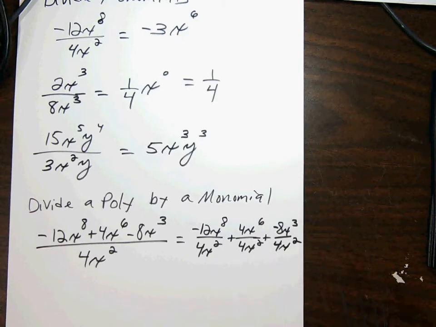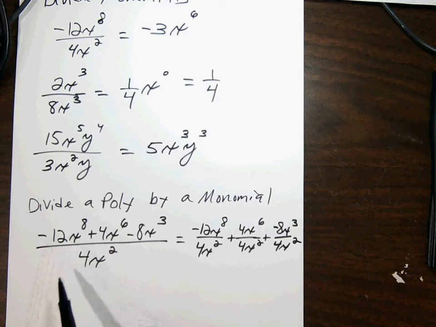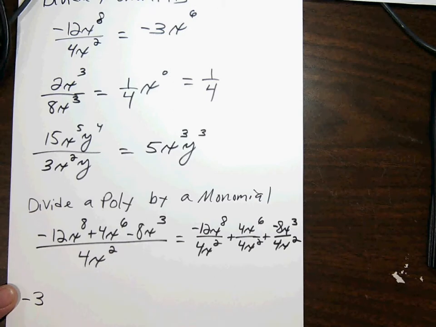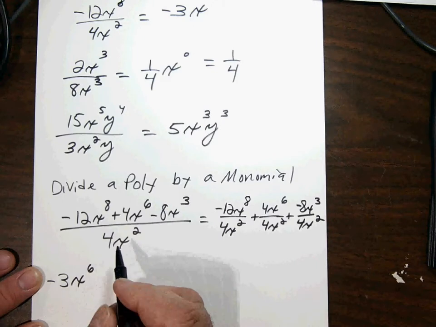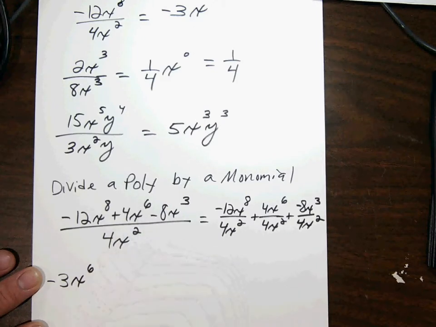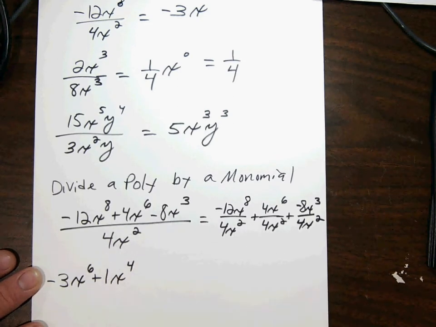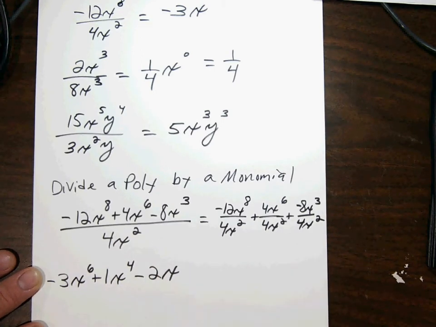So think of them as 3 little problems, or I just like to work right here. Divide these two, divide these two, divide these two. So negative 12 divided by positive 4, that's negative 3. X to the 8th divided by x squared gives me x to the 6th. Here, 4 divided by 4 is 1, and when there's a coefficient of 1, you're free to write it. You don't have to write it, but you're free to write it. X to the 6th divided by x squared is x to the 4th. And then here, a negative 8 divided by a positive 4 is a negative 2. X cubed divided by x squared just gives me x.